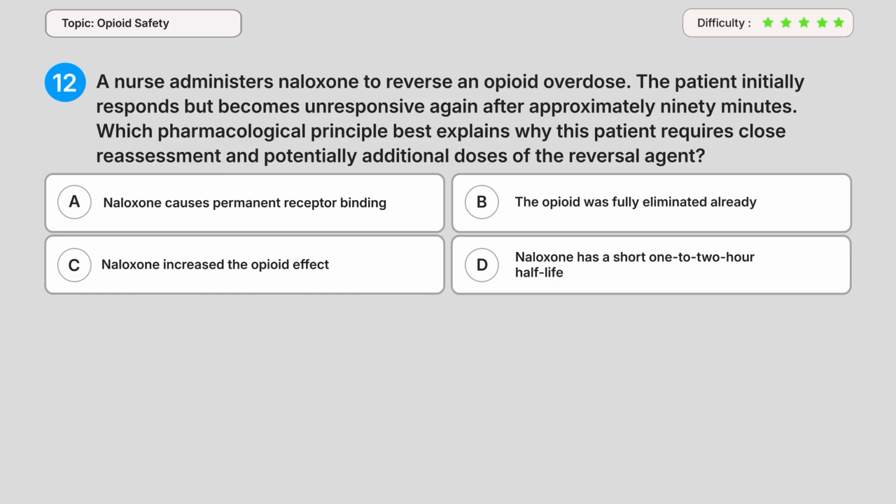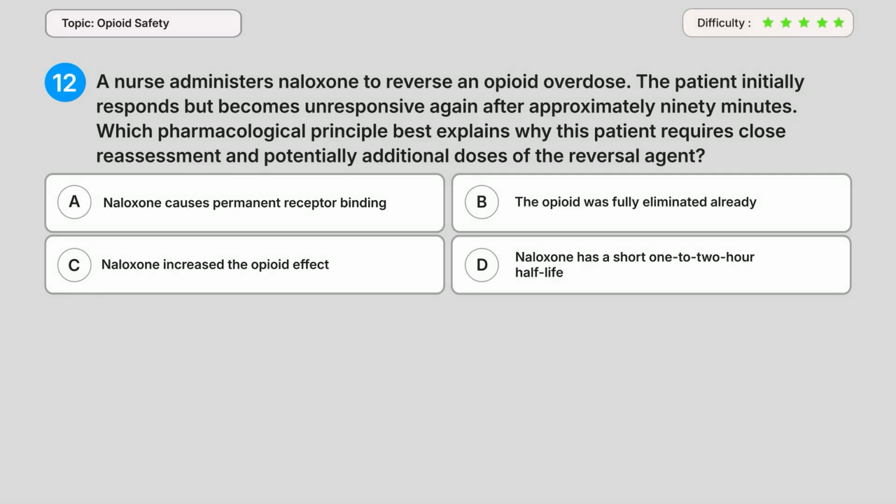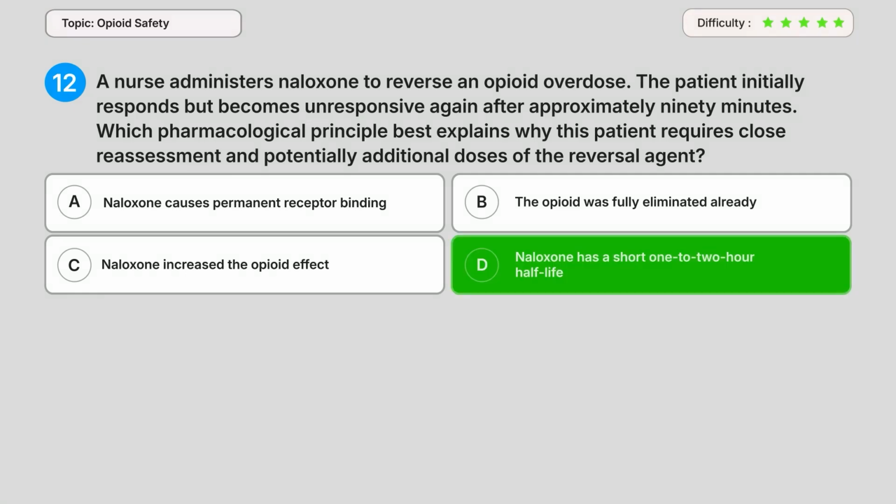D. Naloxone has a short 1 to 2 hour half-life. Do you know the answer? Correct answer, D. Naloxone has a short 1 to 2 hour half-life.